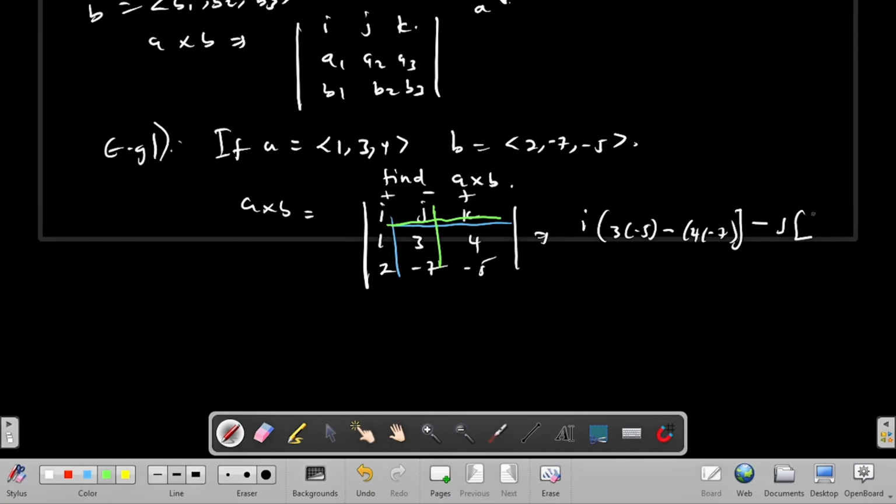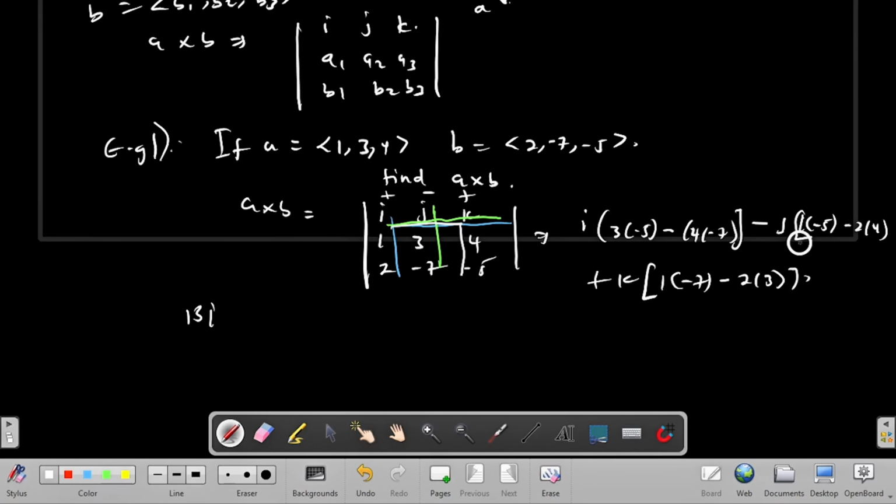So 1 times negative 5 for j, right? 1 times negative 5 minus 2 times 4. And finally plus k, which will also nullify everything. I'll have this 1 times negative 7 minus 2 times 3. For my i, so 3 times negative 5 is negative 15 minus negative 28. So it's going to be negative 15 plus 28. That will give us 13i, right?